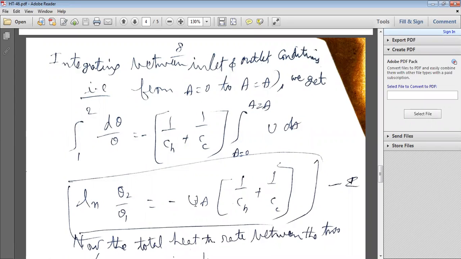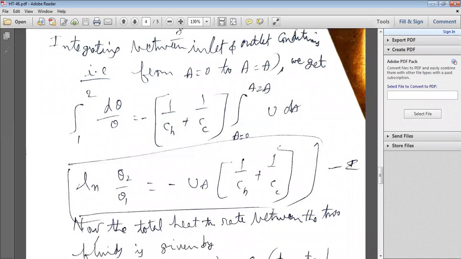U is constant, take out the constant, a given value of UA, the overall heat transfer coefficient U. But integral of dA, that is area A, from 0 to A. That's why if you integrate this one, A will be coming. That's why minus UA into 1 by CH plus 1 by CC, where CH is the heat capacity of the hot fluid, CC is the heat capacity of the cold fluid.